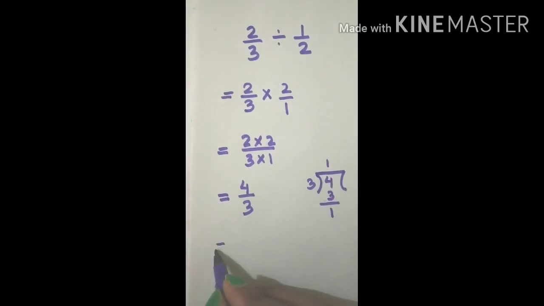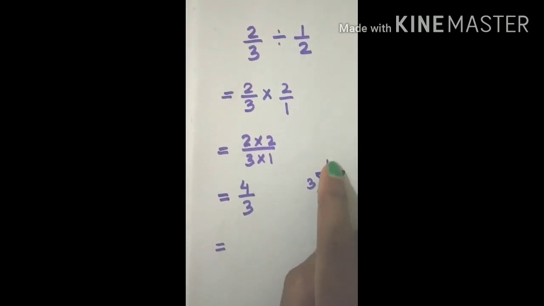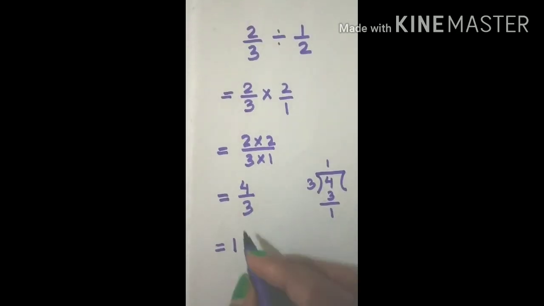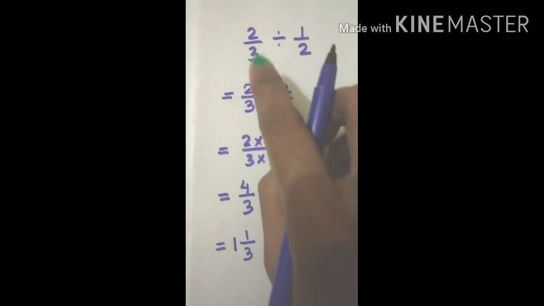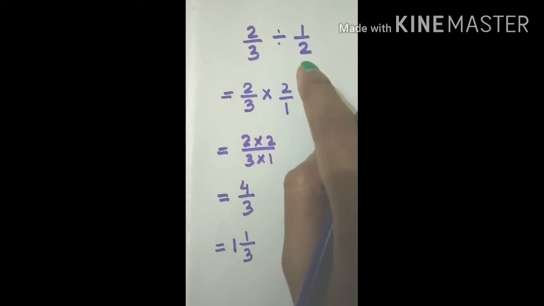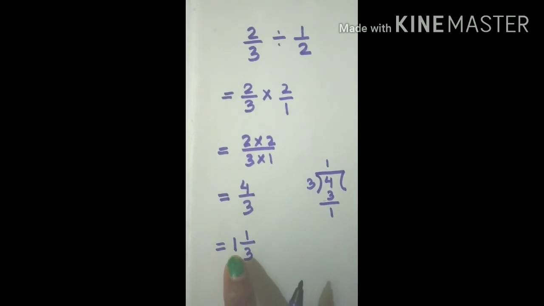So, when we change this into mixed number, we will write the quotient 1 as the whole number, the remainder 1 as the numerator, and the divisor 3 as the denominator. So students, we have converted this improper fraction into mixed number. So 2 by 3 divided by 1 by 2 is equal to 1 and 1 by 3.